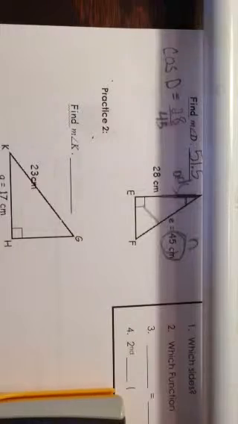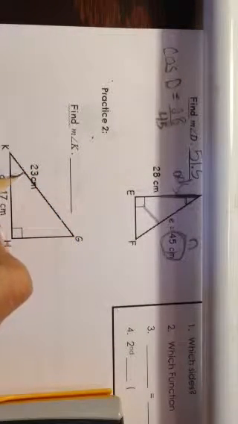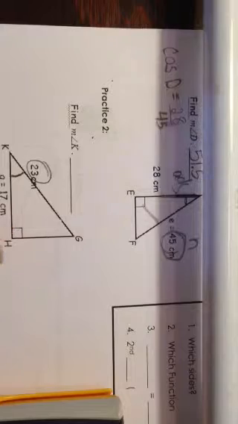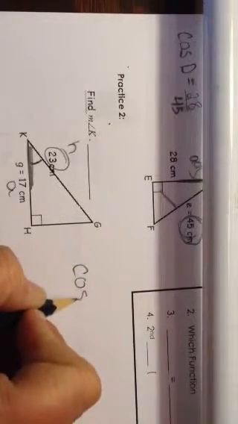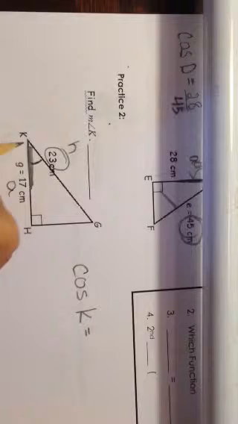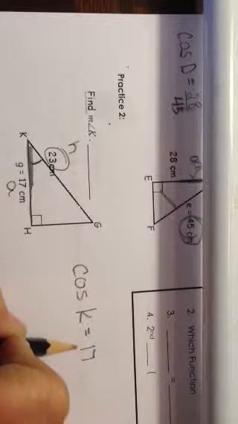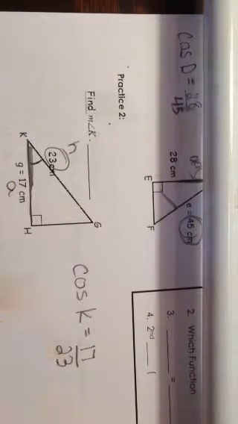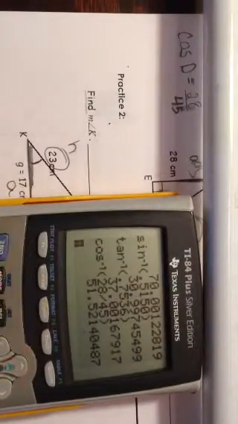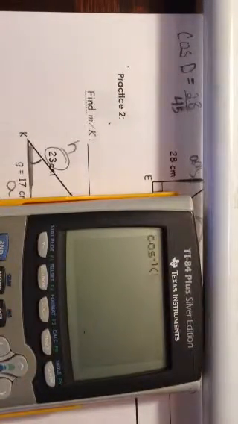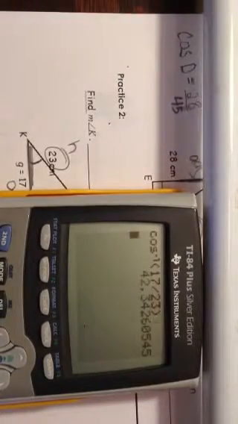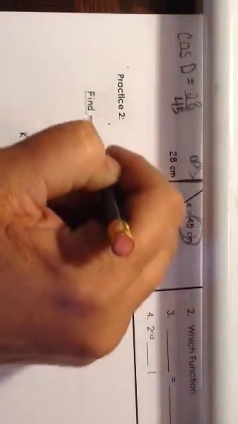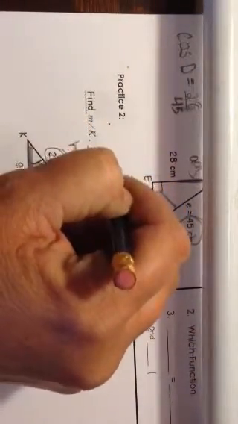And number 2, we're looking at angle K. Here's our hypotenuse, and we know adjacent. So we know A and H again. So again, that's cosine of K equals adjacent over hypotenuse. So second cosine, 17 divided by 23, and that is 42.3 degrees.